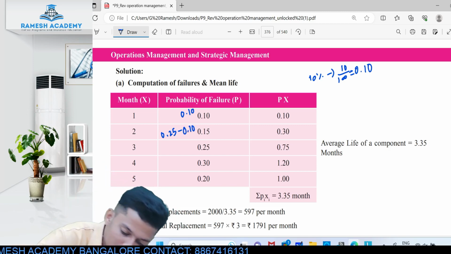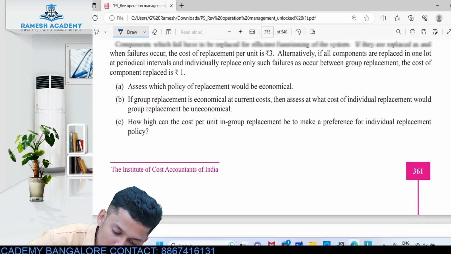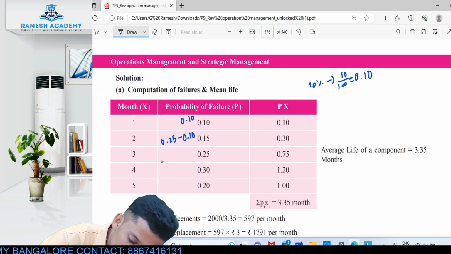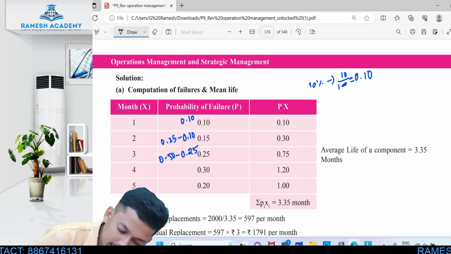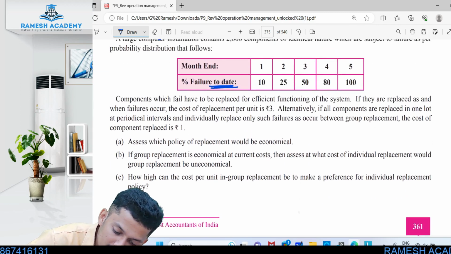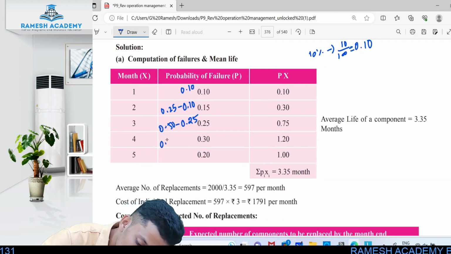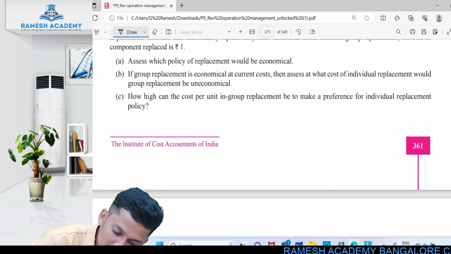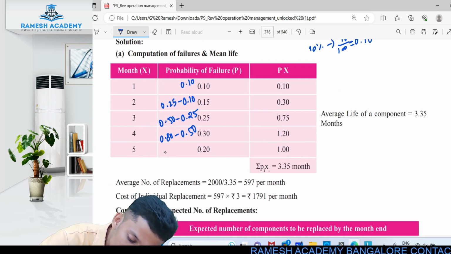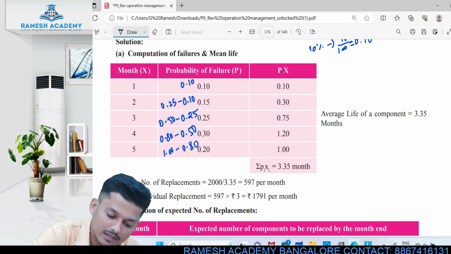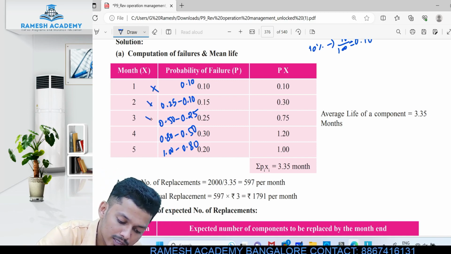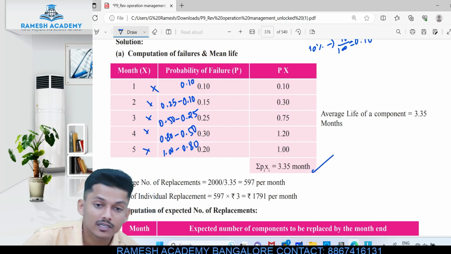Okay. Next here how much they gave? Third, that is 0.50. 0.50 minus 0.25. Next they gave 0.80. 0.80 minus 0.50. Next, last is 100, that is 1. 1.00 minus 0.80. Then multiply this into this. These two you have to multiply. You will get 3.35 per month.